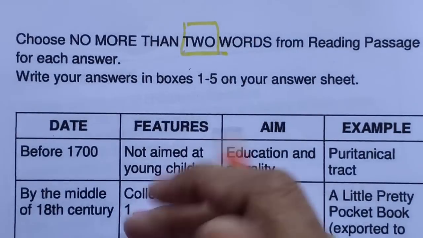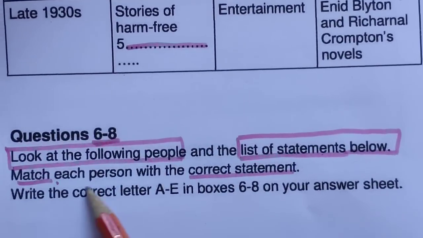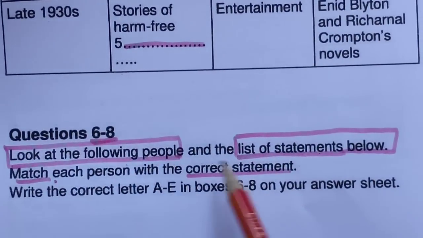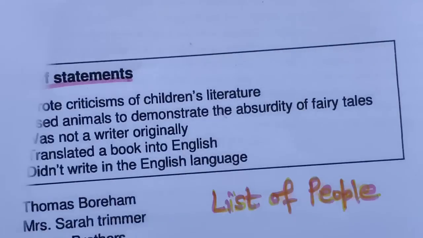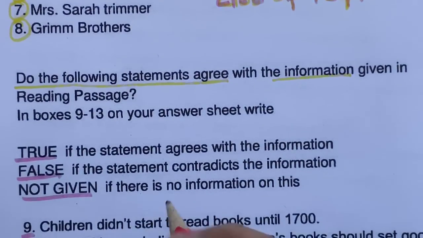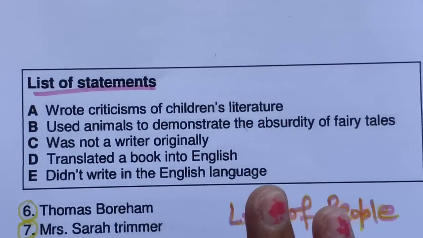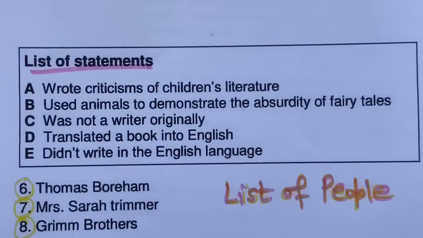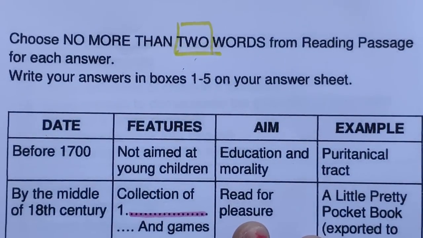First is complete the table with no more than 2 words. Second is look at the following list of people and list of statements. It means a list of people question is there. And third type of question is true false not given. It means sometimes in reading passage 1 also they give these 3 types of question. I will start my reading only with the first type of question, that is complete the table below.